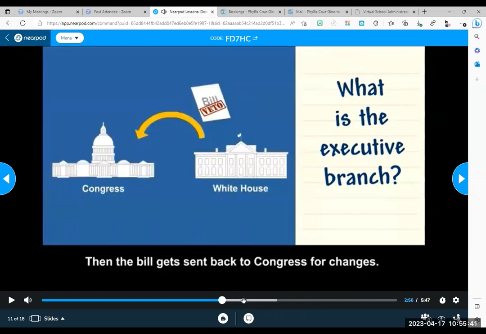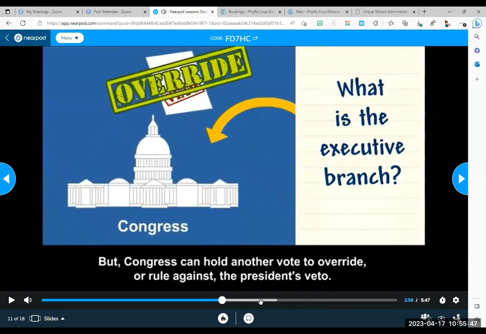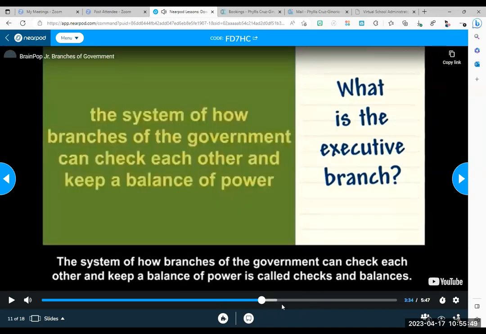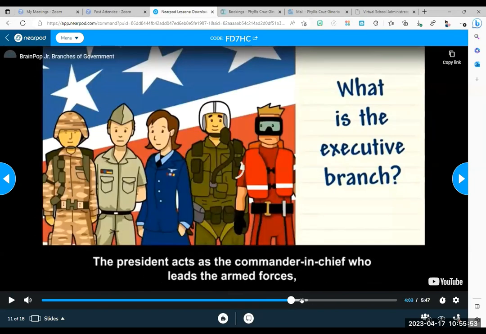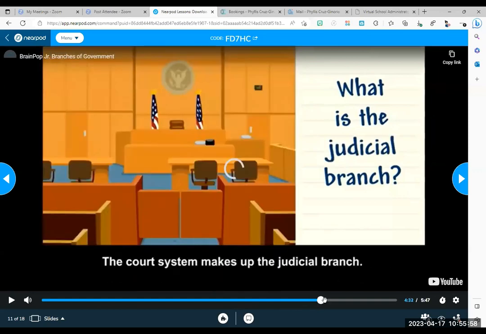Then the bill gets sent back to Congress for changes. But Congress can hold another vote to override. Okay, let's move into, there was another one. Hold on. What is the third branch, guys? Who knows it? Addie. Judicial branch. Excellent. Let's listen to a little bit about the judicial branch.